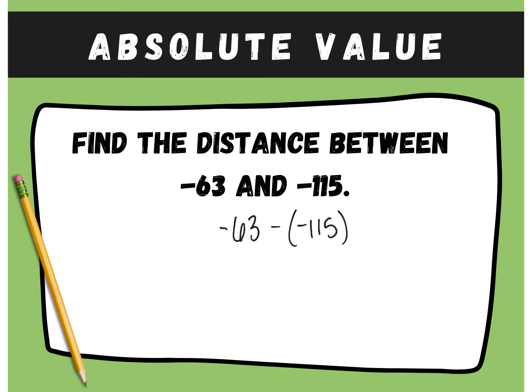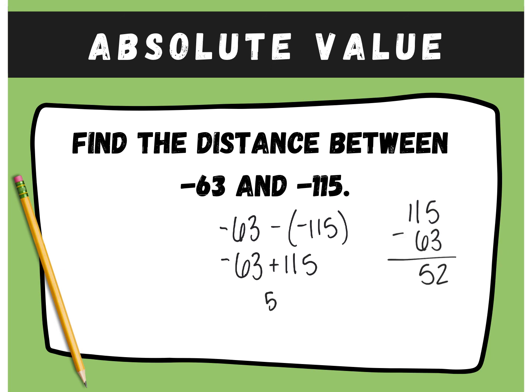Now let's solve this problem. I know from my integer rules that I can change this to an addition problem if I use the additive inverse of negative 115, which is positive 115. So what I have here is negative 63 plus 115. In order to add two things that are different, one positive, one negative, I'm really doing subtraction. That's how we solve this problem. So I'll go ahead and subtract, and I see that I get 52. And the absolute value is what gives me the total distance. In this case, the absolute value of a positive number is still that same positive number. So the distance is 52 units.